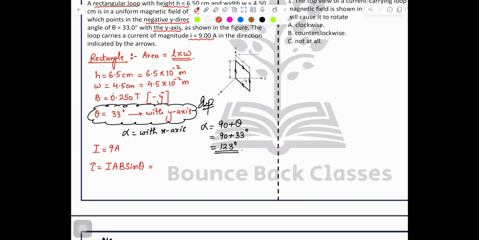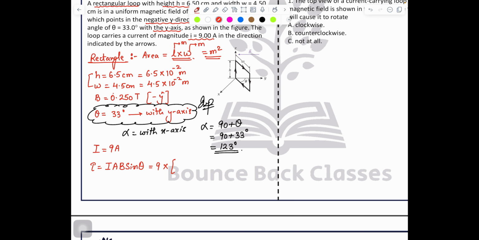Here, what is I? I is 9, multiply by area. You have height multiply width, or I told you length multiply width. Length is in meter, width is in meter, so meter multiply meter, meter square. You need to check the units in the question like this. Sometimes they will give you a different name, so don't get confused.